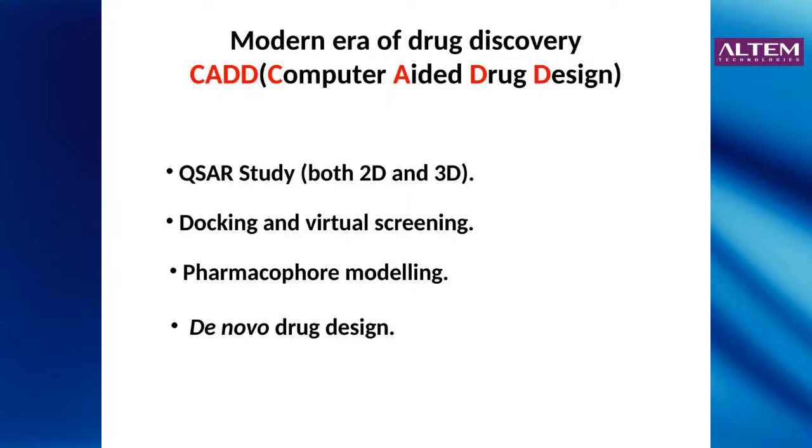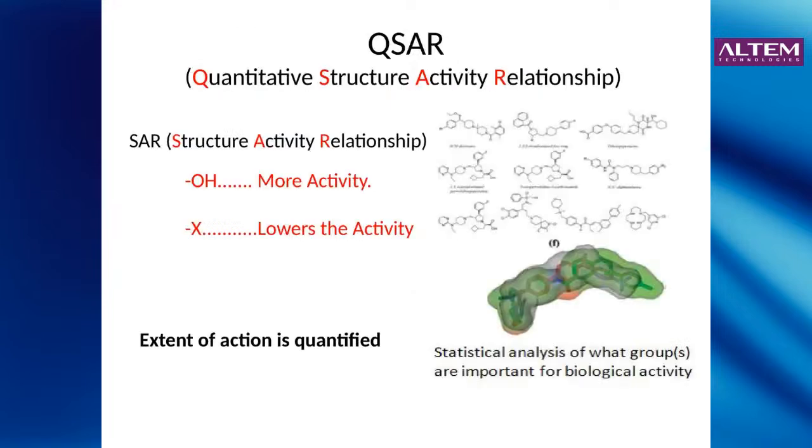So basically, computer-aided drug design can be of many types. Four I have mentioned here: QSAR study, docking and virtual screening, pharmacophore modeling, and de novo drug design. Beyond this, we have homology modeling also. Other things are also there. Okay. So QSAR study. QSAR means quantitative structure activity relationship. Whenever we look into any classification of drugs, we will find that the drugs are somehow similar in their structures.